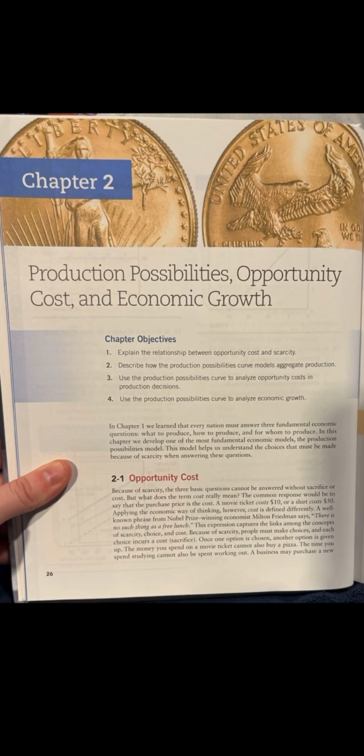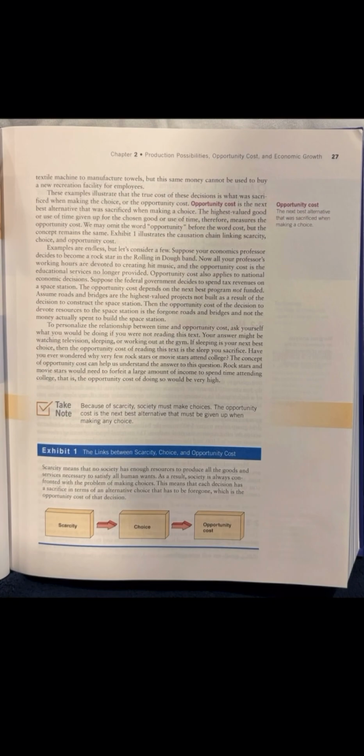The money you spend on a movie ticket can't be used to buy a pizza. The time you spend studying can't also be spent working out. A business may purchase a new textile machine to manufacture towels, but the same money can't be used to buy a new recreation facility for employees. These examples illustrate that the true cost of these decisions is what's sacrificed when we make the choice, or the opportunity cost. Opportunity cost is the next best alternative that was sacrificed when making a choice.